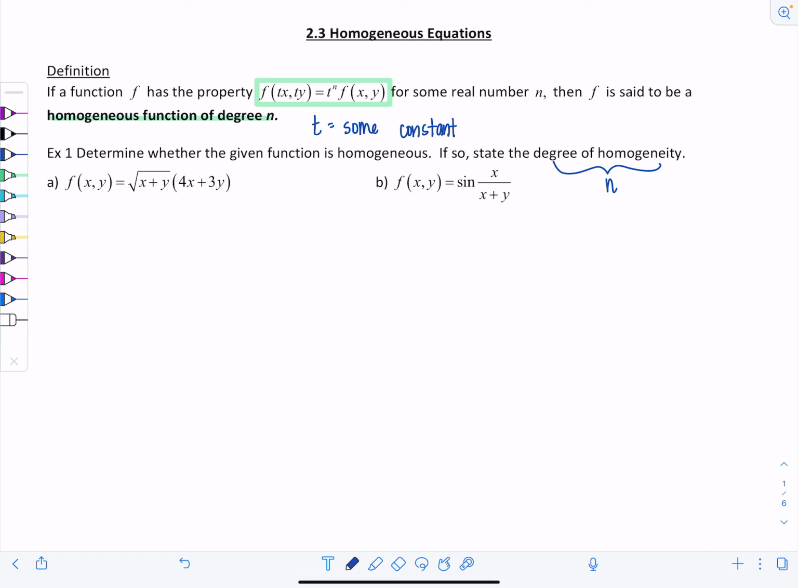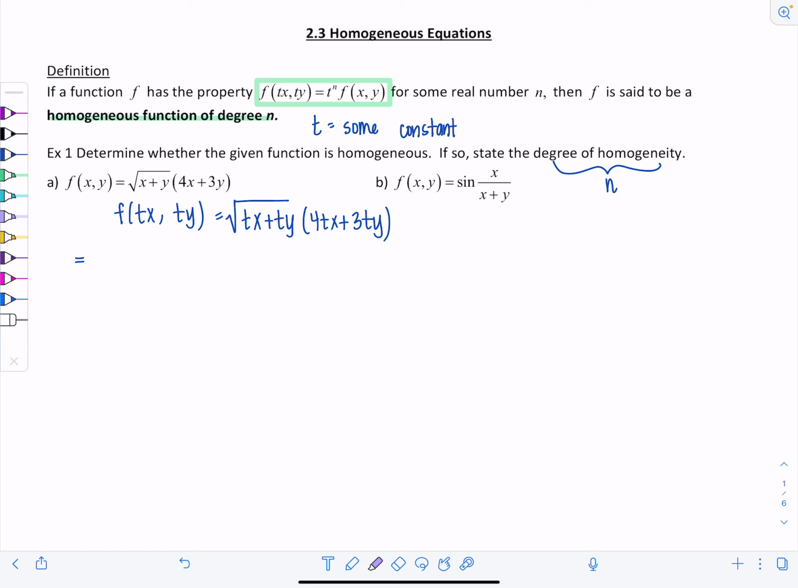So for example A, we have f of x, y equals the square root of x plus y, times 4x plus 3y. So f of tx, ty would be equal to the square root of tx plus ty, times 4tx plus 3ty. And then let's try to clean this up and see if we can get back to the form t raised to some power n times our original function.